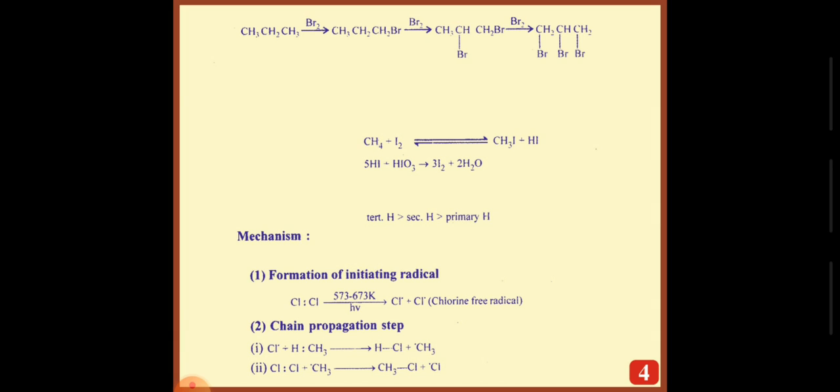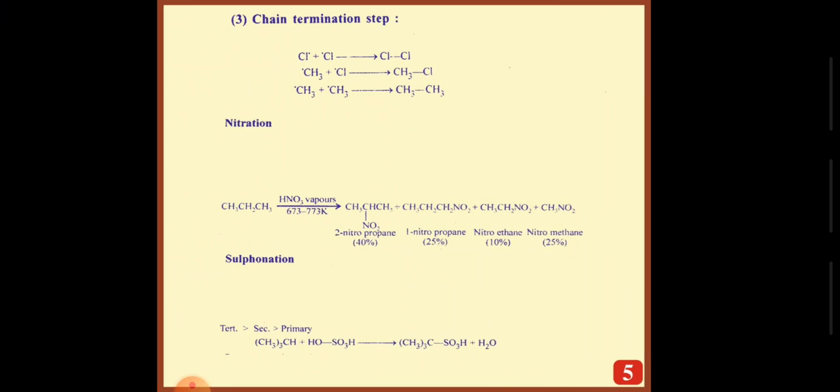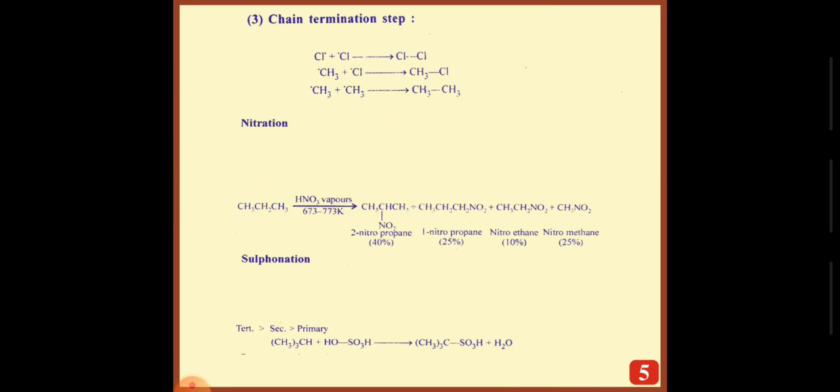Chain propagating step. Here the chlorine free radical reacts with methane, forming HCl and methyl free radical, and this methyl free radical again reacts with a chlorine molecule to form chloromethane and chlorine free radical. This step is repeated until most of the methane is converted into chloromethane. Next step is chain terminating step.